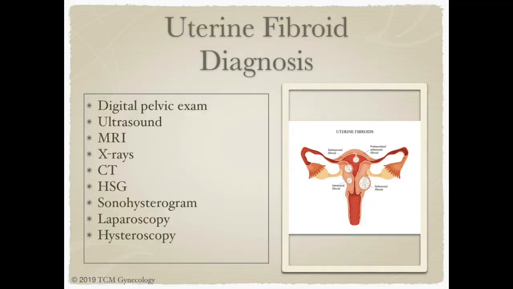How are uterine fibroids diagnosed and treated? As you can see listed here, digital pelvic exam, ultrasound, MRI, X-rays, CT, HSG, which is the hysterosalpingogram, sonohysterogram, and laparoscopy, hysteroscopy are really common techniques used to confirm the presence of uterine fibroids.